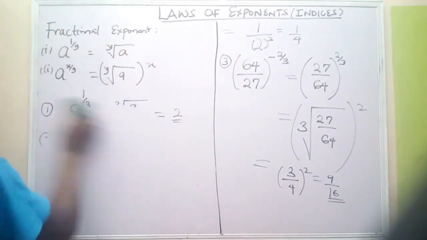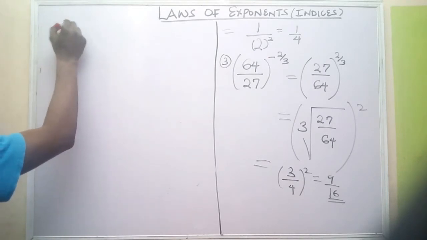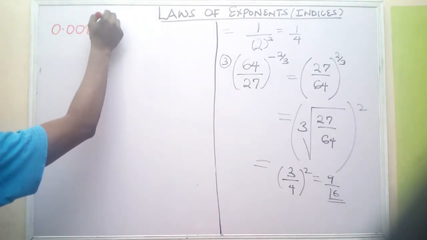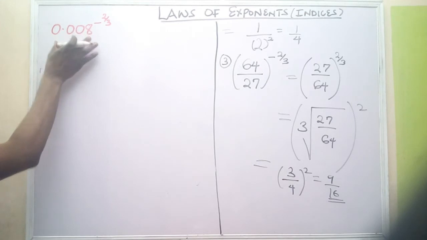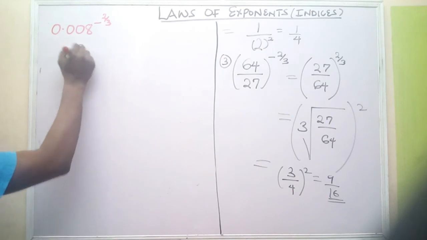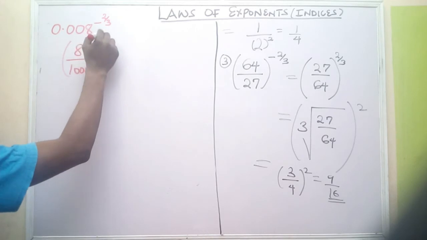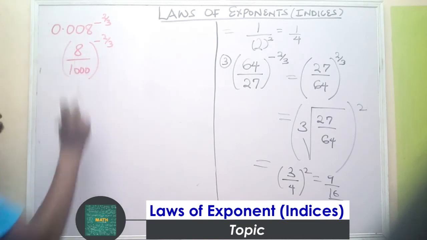So let's take the last question. Now, for instance, let's say we have 0.008 to the power of negative 2/3. Now, if you have an expression like this, the first thing you need to do is to convert or change this decimal to a fraction. If you do that, you're going to get 8 over 1,000, all raised to the power of negative 2 over 3. So always do that. When you have a decimal, change it to a fraction before solving.